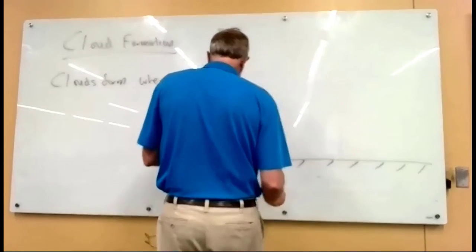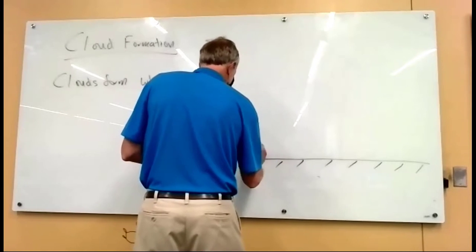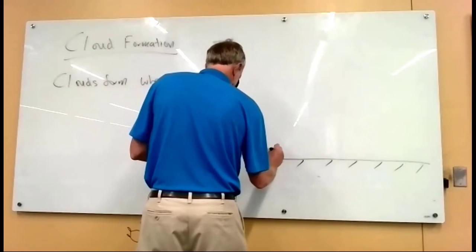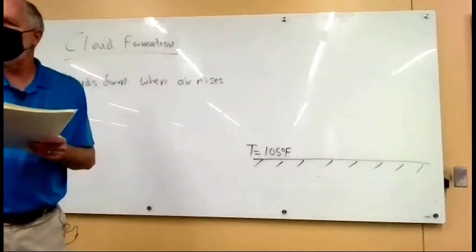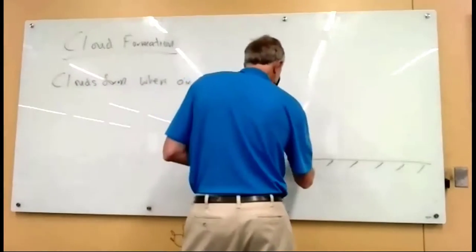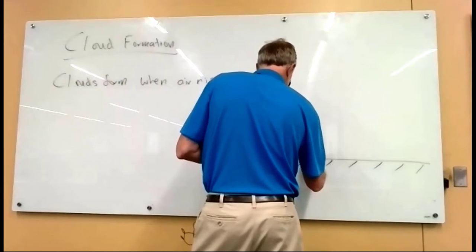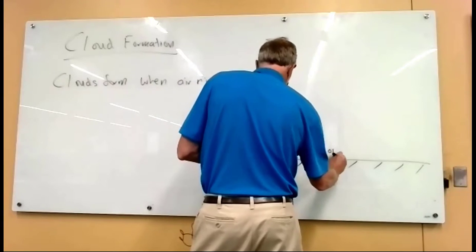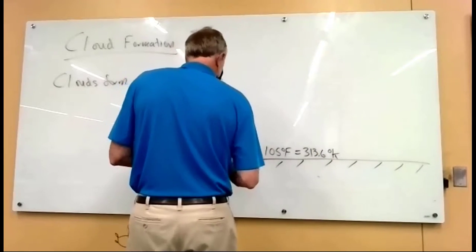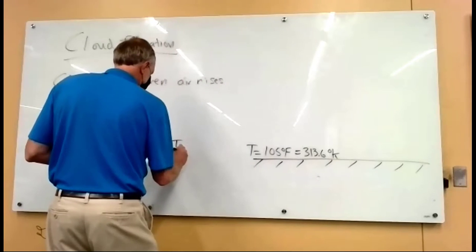So this is the ground. Down here the temperature is 105 degrees F. That's hot, right? So this is 13.6 degrees K. And the dew point, there's a lot of moisture.